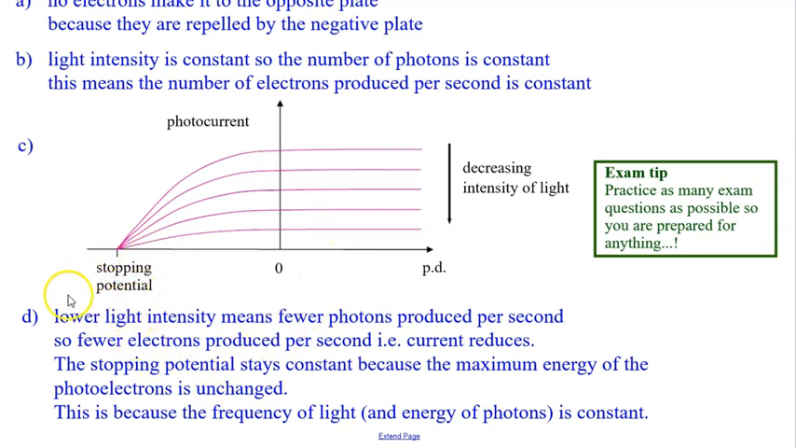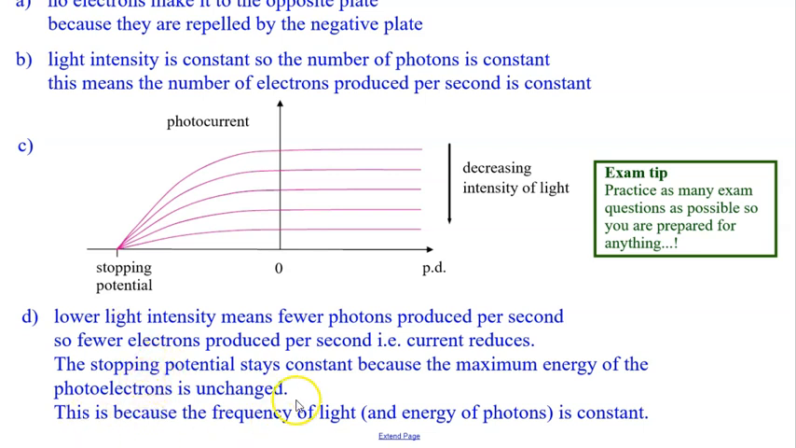Why does the stopping potential stay constant? Right, so we said that the maximum energy of the electrons emitted, Ke max, only depends on the frequency of the light shone on the metal. It does not depend on the number of photons per second. That's a really key aspect of an understanding of quantum physics and the behavior of photons, which is why this is a grade A-star question.